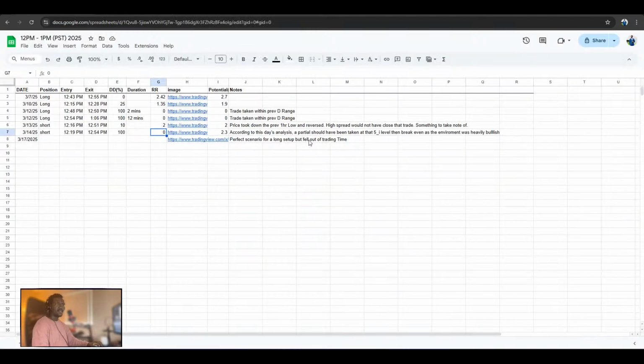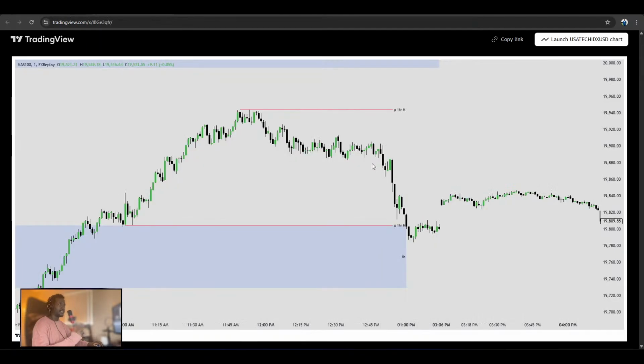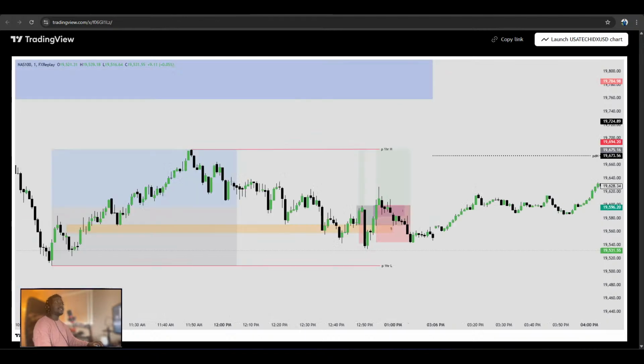Perfect scenario for a long setup, but fell out of trading time. So let's see what it looks like. Oh yeah, so this is the one that I started talking about. So this was so nice. If we did trade above that one, and then we were in between, still within that 12-hour candle range, I think it would have had the need to push up there, or at least take these highs. Anyway, so that was it.